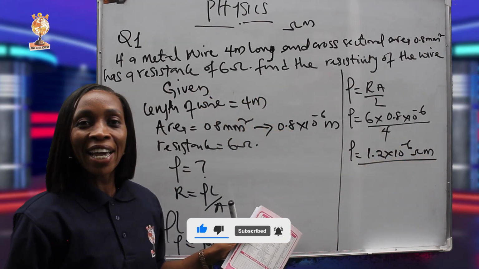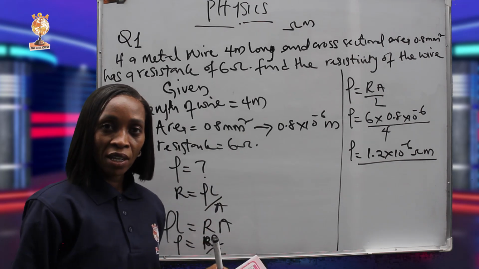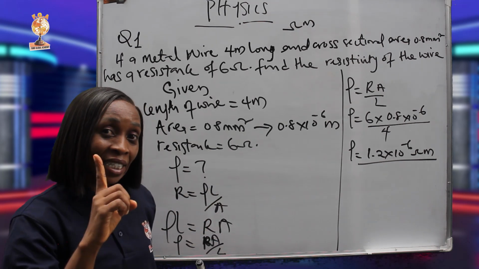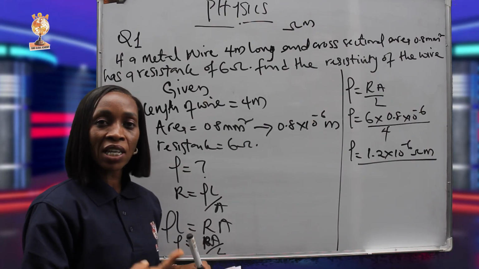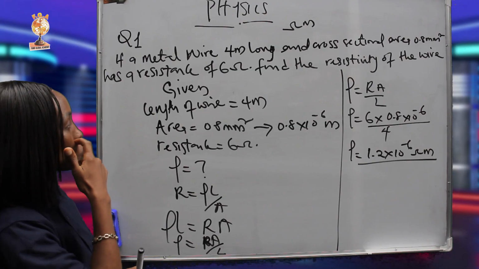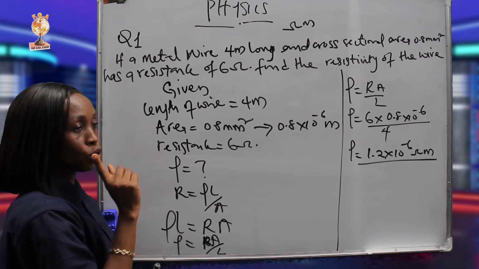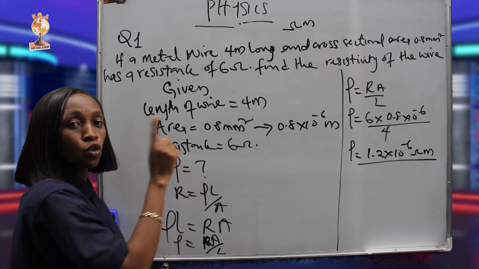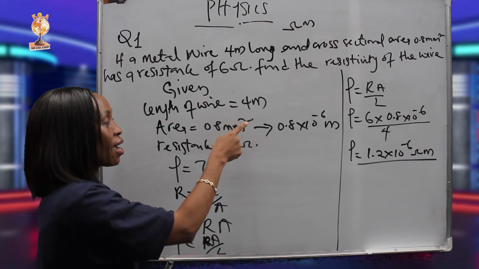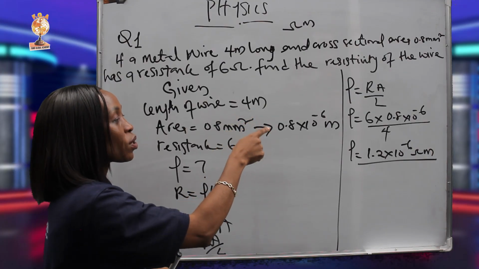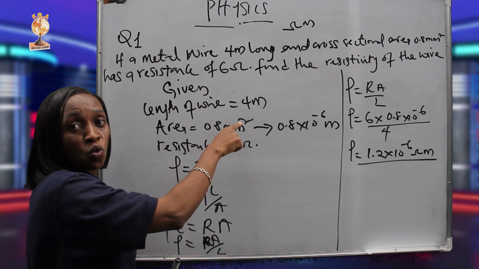The ohms meter is the SI unit for resistivity. Remember, you have just 1 minute to answer this question, so you build your speed as fast as possible. First and foremost, you write out what you're asked to look for. I'm asked to look for resistivity, which is unknown. I'm given resistance at 6 ohms. I'm given area at 0.8 millimeter square. If I convert to meters, I have 0.8 times 10 to the power minus 6 because of the square.